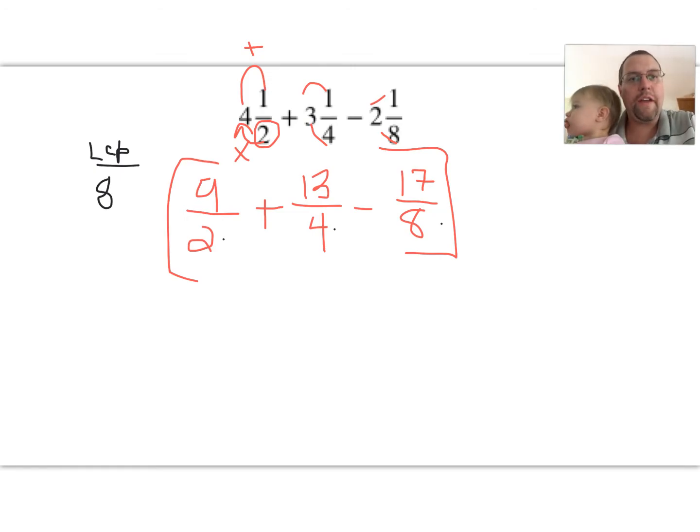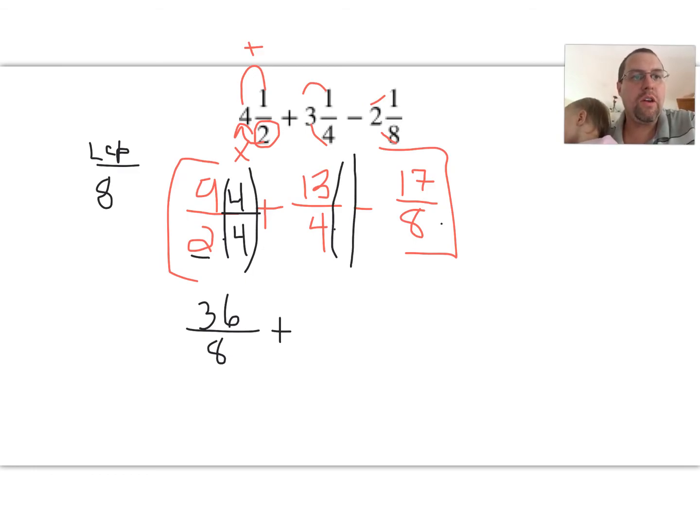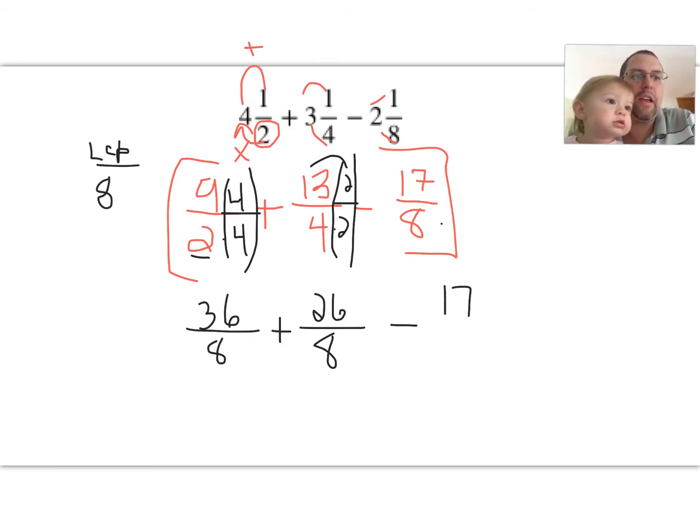Okay? So we have to tweak these fractions to make this happen. So again, in order to get a denominator here, I got a 2 here. I'm going to need to multiply by 4s to make this happen. So we're going to have 36 over 8. Plus, now this fraction here in the middle, okay, in order to get the denominator 8, I got to times by 2's. So 13 times 2 is 26 over 8. Minus 17 eighths. I didn't have to change that one because it was already an 8.